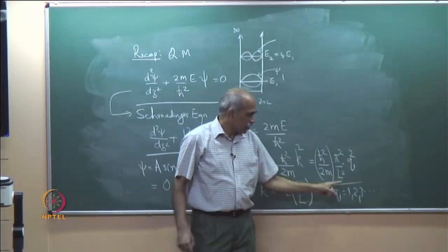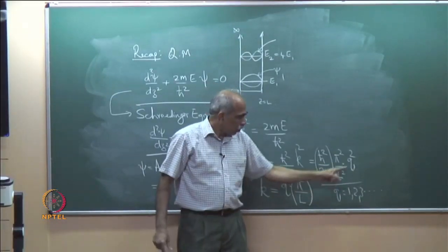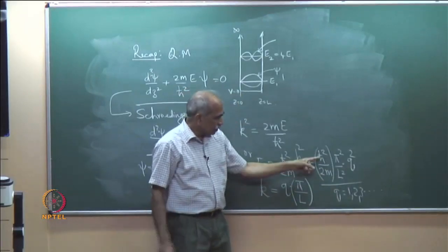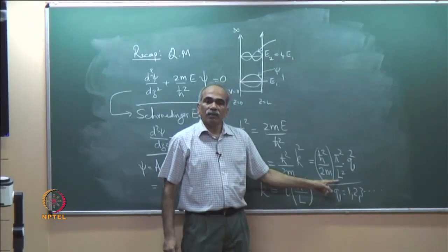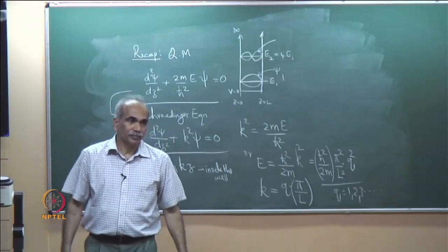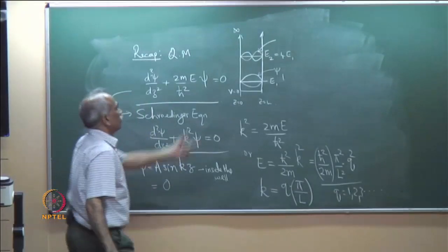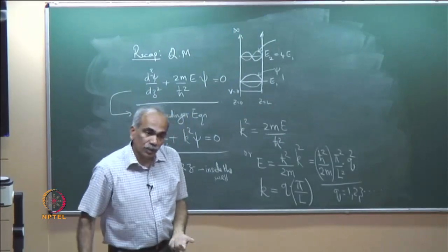You see in this expression, if I give you a well of dimension 100 angstrom, all others are constants. H cross is constant, m is constant for the given material, only L. So, depending on dimension, we have different values of E. This is the basic problem of infinite potential well. What about finite potential well?